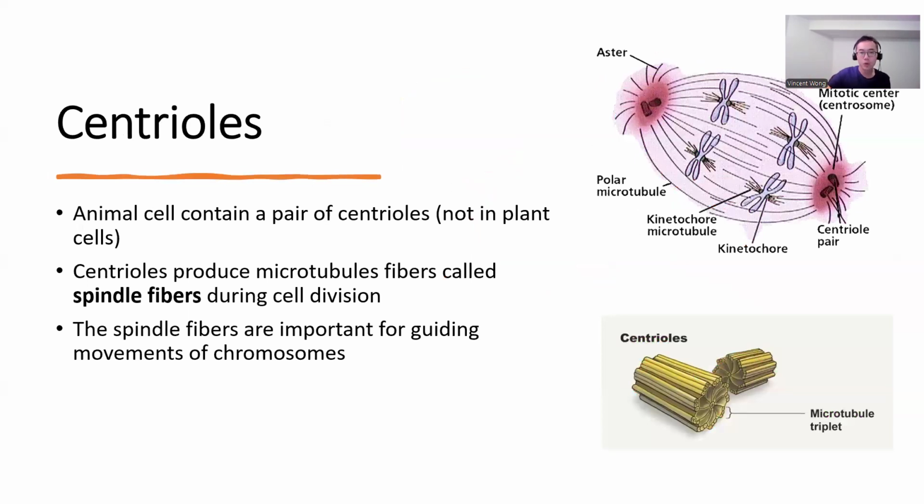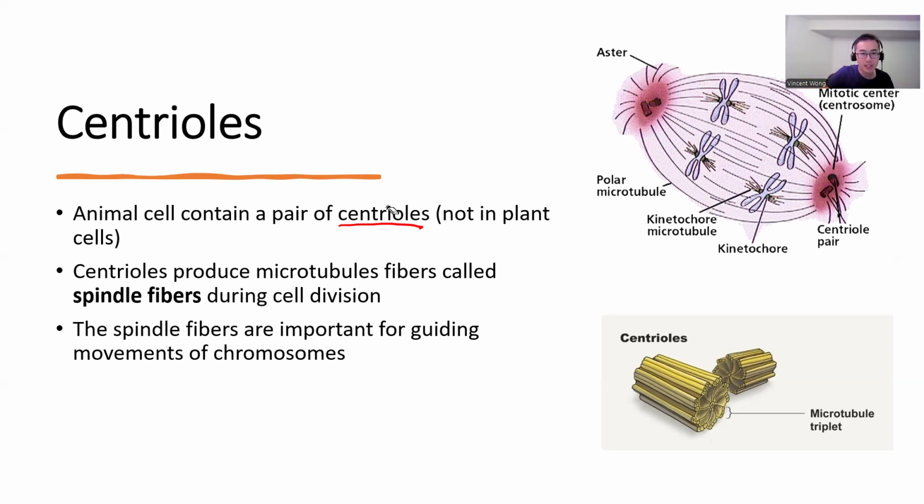Speaking of microtubules, there are other instances where they're needed. For example, in animal cells, we have a pair of centrioles. Okay, plants don't have these, but we do. I'll have a chart coming up later that tells you the animal-exclusive and the plant-exclusive organelles, so don't worry about that for now.